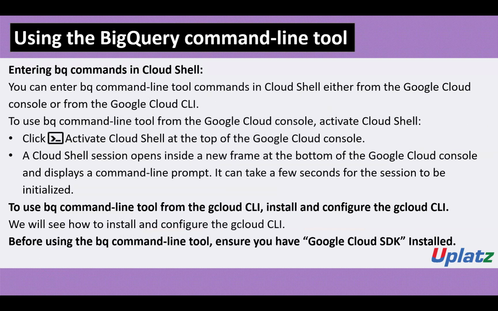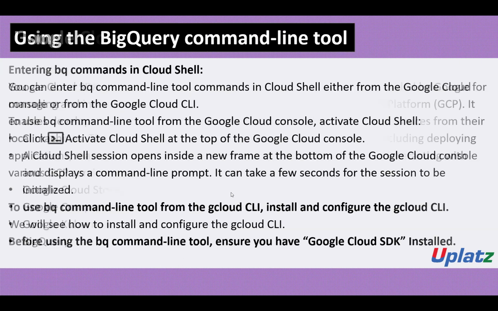To enter the commands in the Cloud Shell, you can make use of Google Cloud Console or you can make use of Google Cloud Command Line Interface. To use the Google Cloud Console, you just have to activate the Cloud Shell, click on that icon, which is present at the top of the Google Cloud Console, and then a Cloud Shell session opens inside a new frame at the bottom of the Google Cloud Console and displays a command line prompt. It can take a few seconds for the session to initialize.